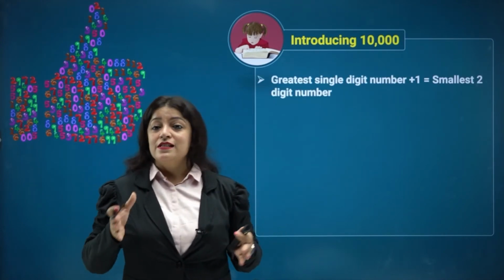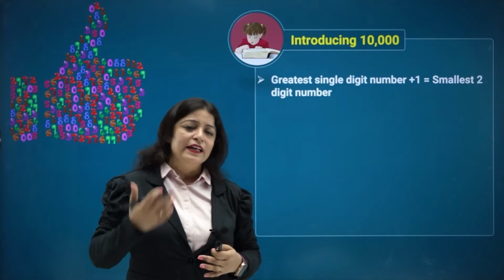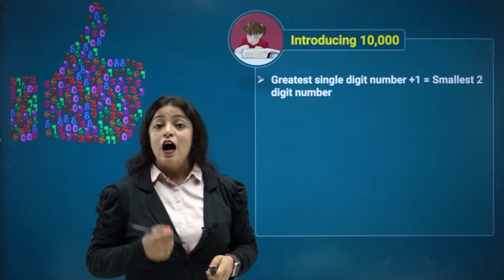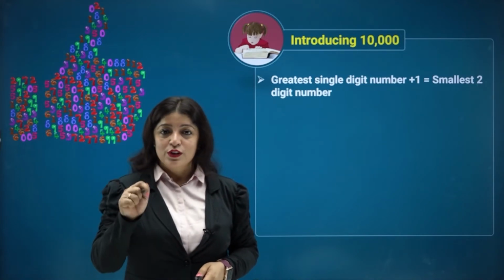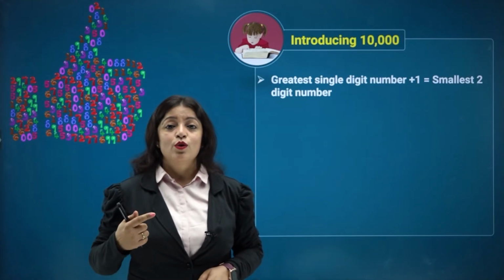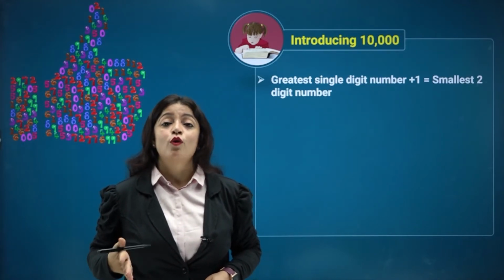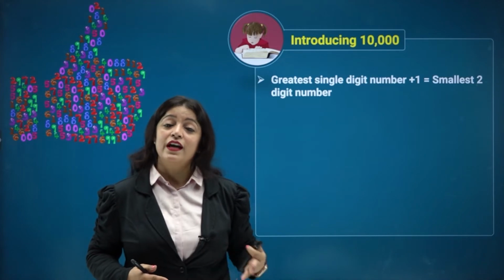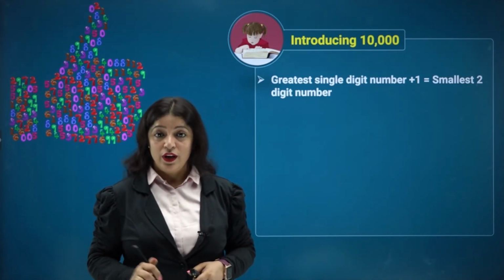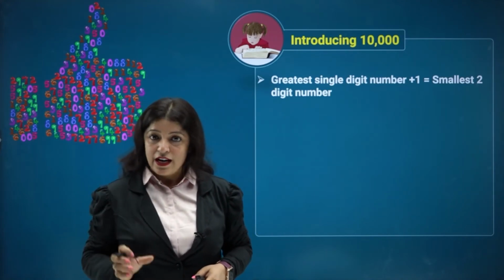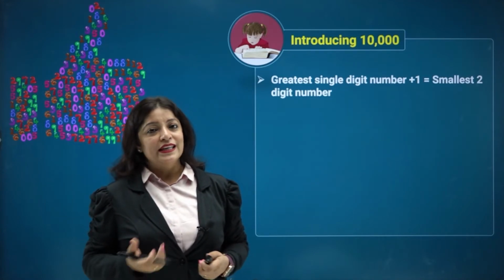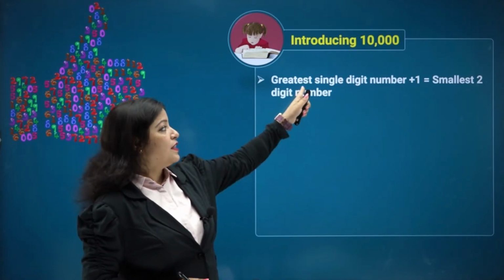The greatest single digit number. Now how we are getting this number? We know which is the greatest single digit number. How many digits are there in all? So there are 10 digits. If you start counting, you will see 0, 1, 2, 3, 4, 5, 6, 7, 8, 9. In all there are 10 digits. Okay, from 0 to 9 there are 10 digits. But which is the greatest single digit number? So I can say the greatest single digit number is 9.